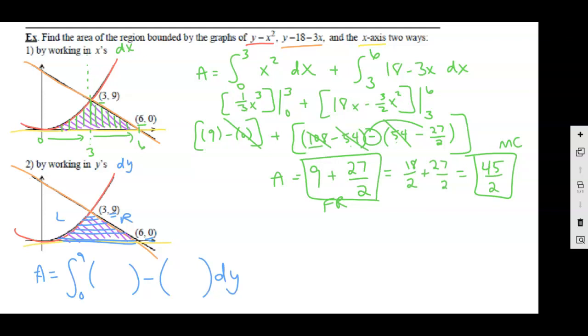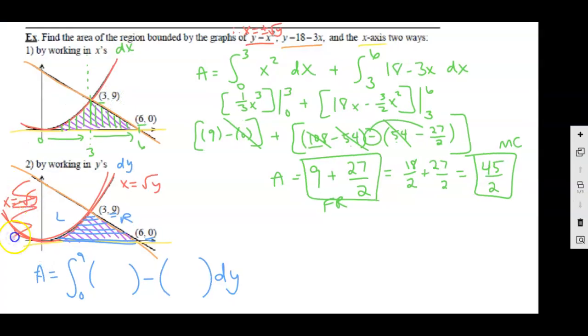The red one was y equals x squared. That means x is going to be plus or minus the root of y. All right, so this red parabola right here, you could write it as x equals plus or minus the root of y. The x equals negative root, that would be the left side, which we don't really care about. So there's the left curve. It's the root of y.